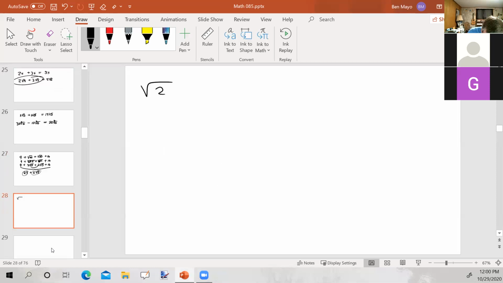The square root of 20 plus the square root of 125 minus the square root of 80. Well, 20 is 4 times 5, so this would be 2 square roots of 5, right?